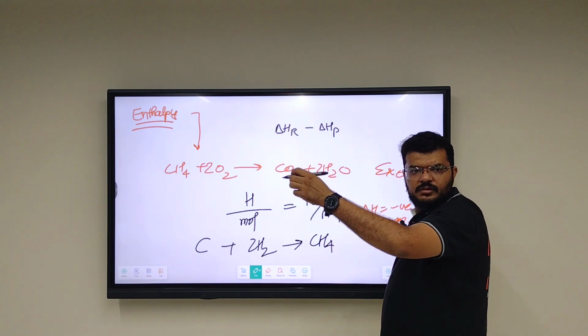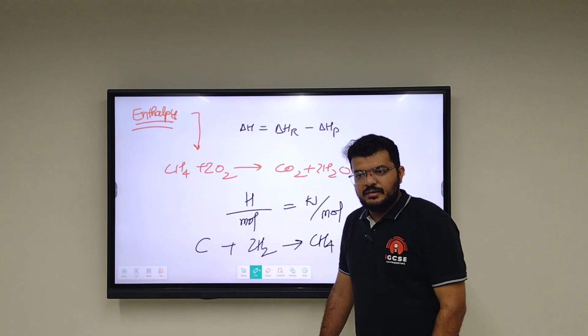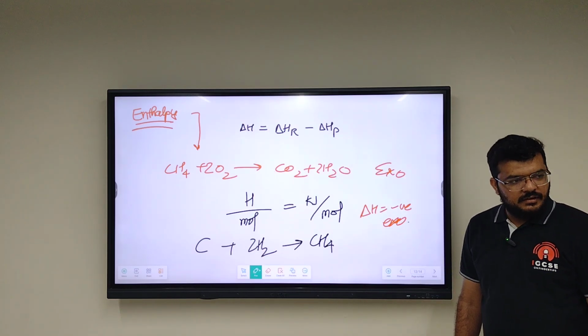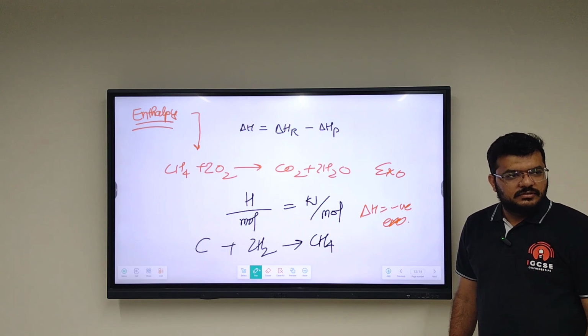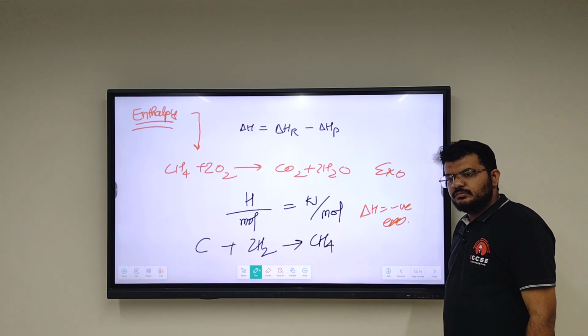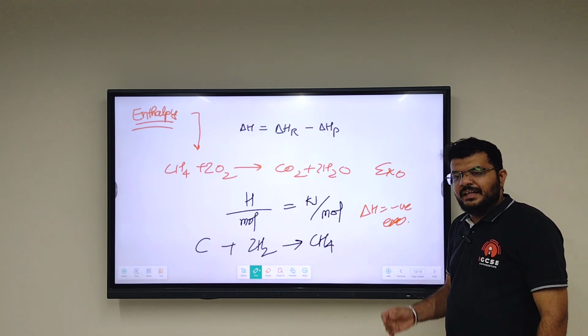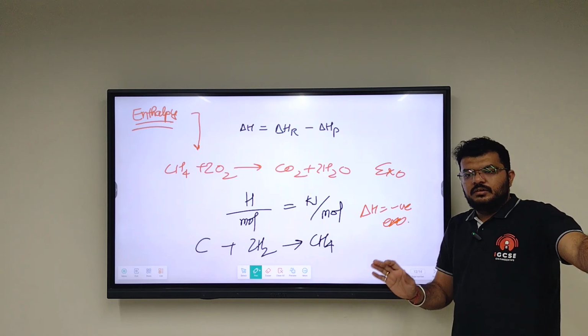Reactant minus product, right. It's energy to break the bond versus energy to make the bond. But in a graph, if it goes from top to bottom, that's exothermic enthalpy.